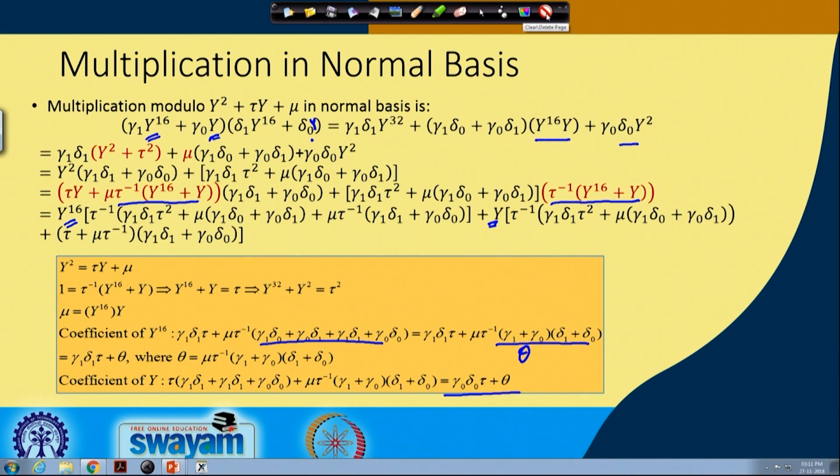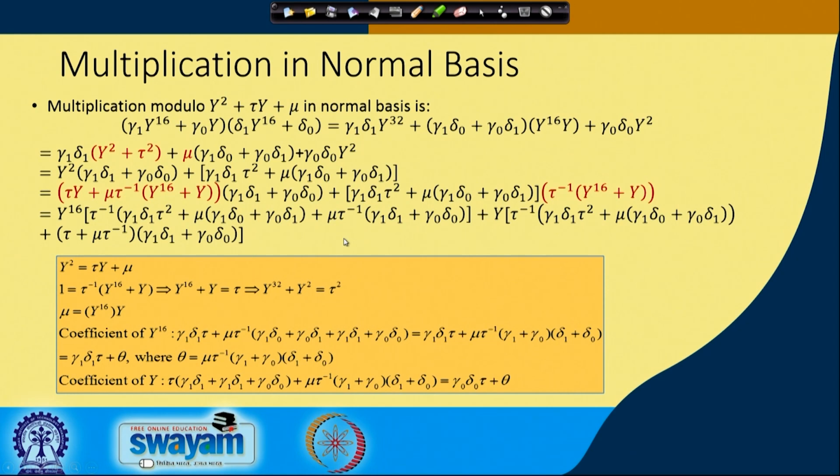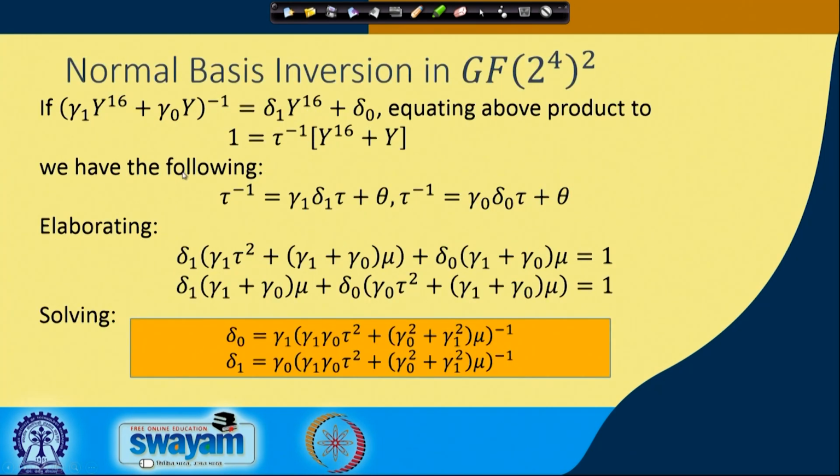Okay. So now with this, we can actually derive the inverse equation. Okay. So let us see how we can do that. So when I want to derive the normal basis inversion in GF(2^4)^2, my basic technique will be the same as that I did for polynomial basis.